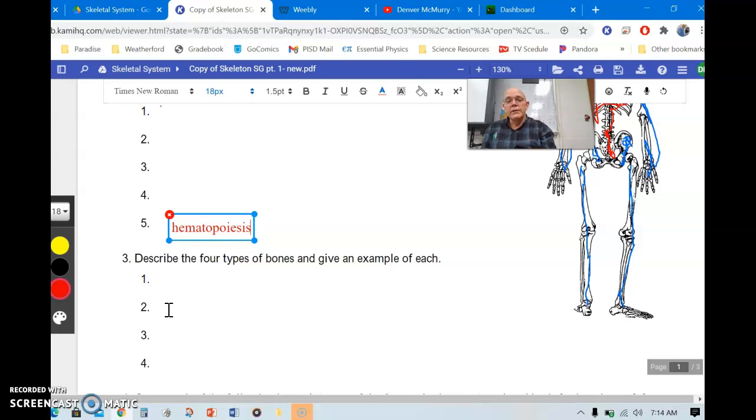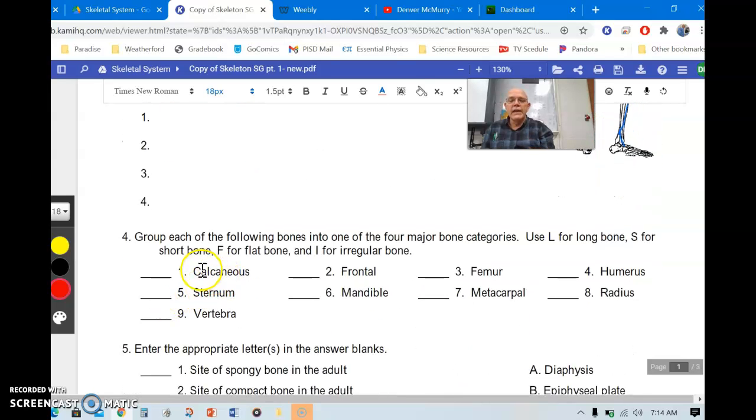All right, now we go down here and get some examples. Your calcaneus is a tarsal, even though it's pretty big, it's going to be considered a short bone. All right, your frontal bone up here, we said, is going to be flat. All right, your femur, main bone in your leg, so it's going to be a long bone. Your humerus, also the biggest bone in your arm up here, so it's going to be a long bone. Your sternum right here in the middle is very flat, so it's going to be a flat bone. Your mandible, we said, is irregular.